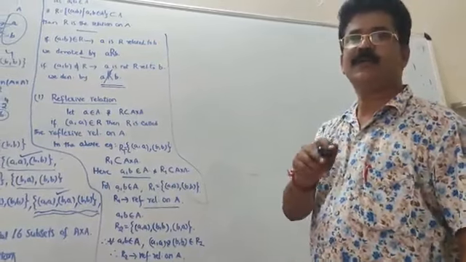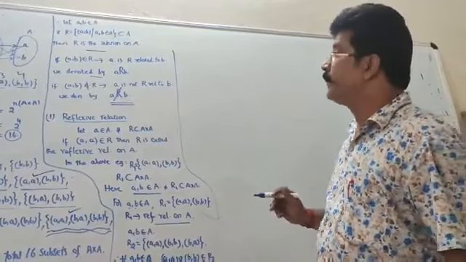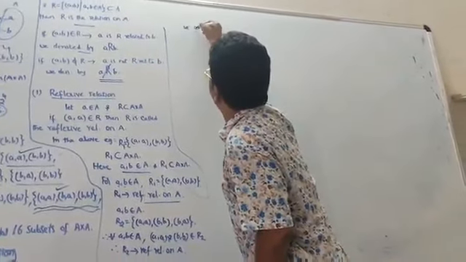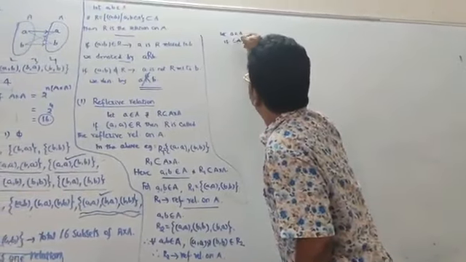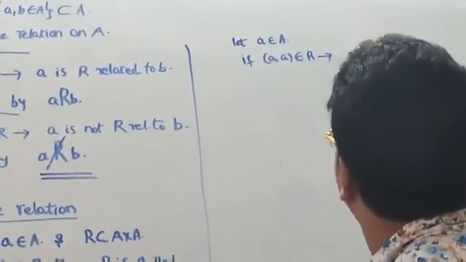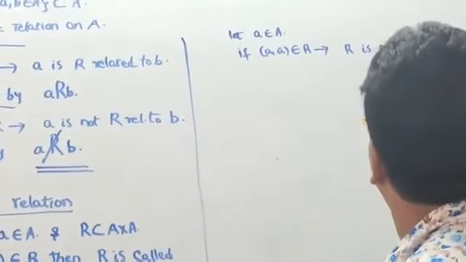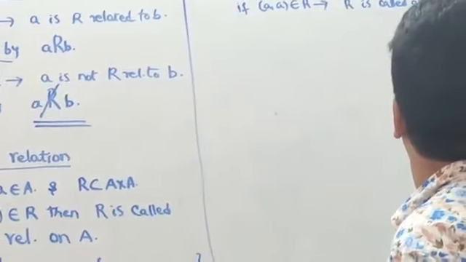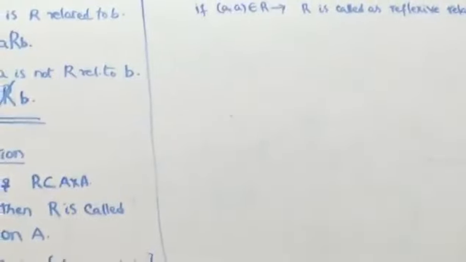I wish to recall once again the first definition, the reflexive definition. Reflexive definition means what? Let small a belong to capital A. If (a, a) belongs to capital R, then capital R is called a reflexive relation.